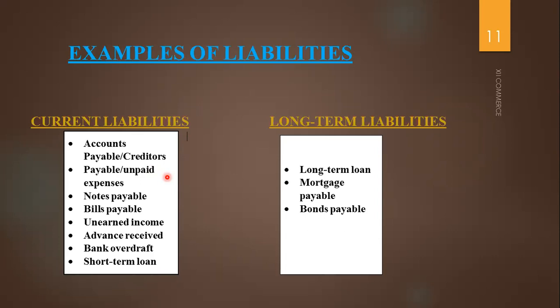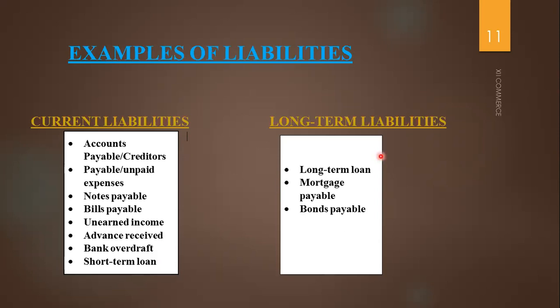Then we have notes payable, bills payable, unearned income. It means it is that income which is not yet earned, but it is your income. Advance received, it means you have received the amount, but services are not yet served. Then we have bank overdraft, the negative balance of the bank. Short-term loan, again, the life of the current liabilities is within the 1 year. That's why it is called short-term loan, which is usually for months or weeks.